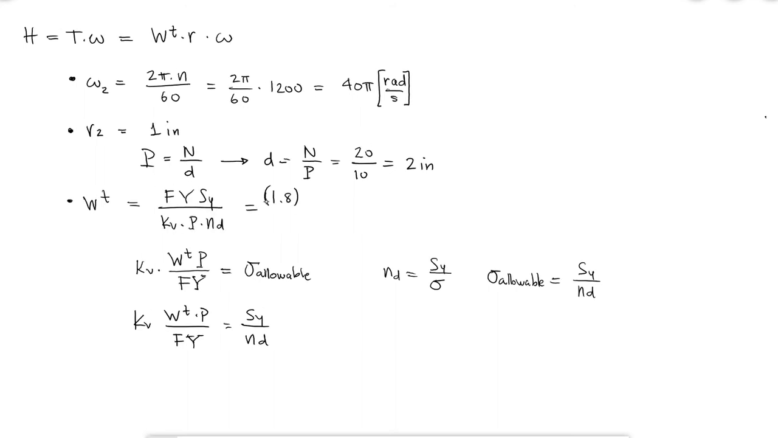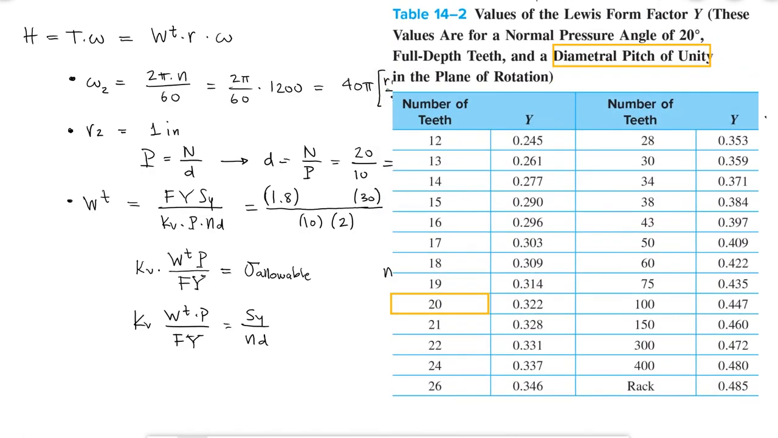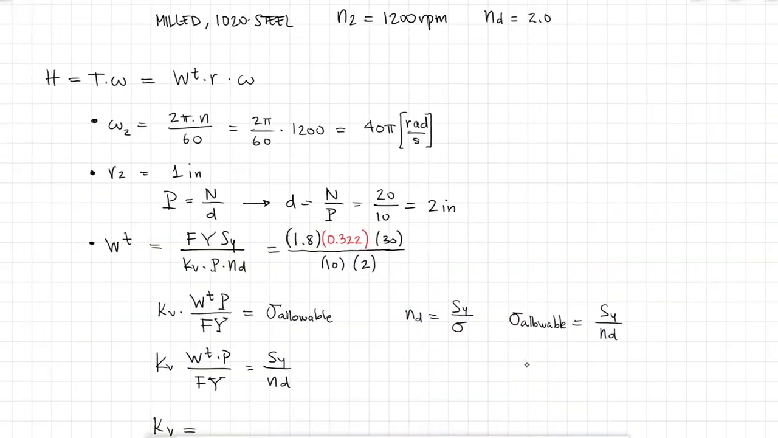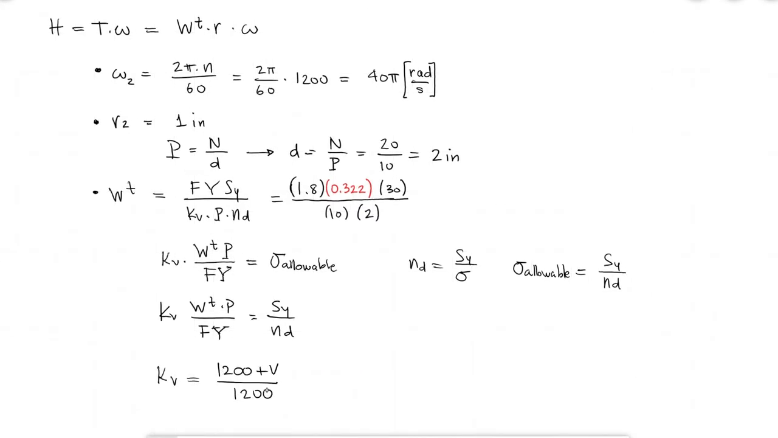We know the face, the diametral pitch, the design factor, and we can look up the yield strength for 1020 steel. For a pressure angle of 20 degrees and a spur gear with 20 teeth, we find the Lewis form factor, capital Y, of 0.322. The last thing we would be missing would be the velocity factor K_V, which for milled profiles, like the gear in this problem, would be equal to (1200 + V) over 1200.